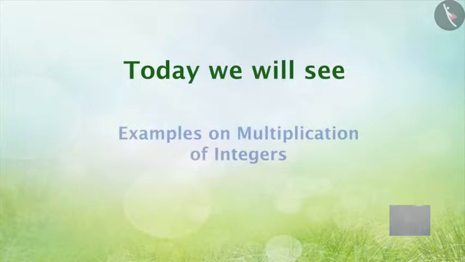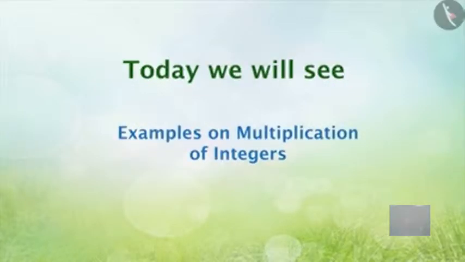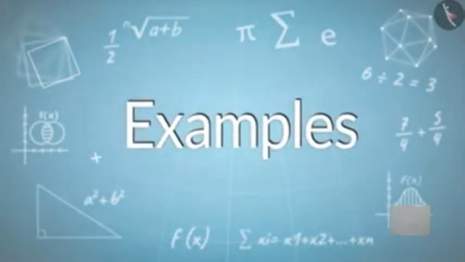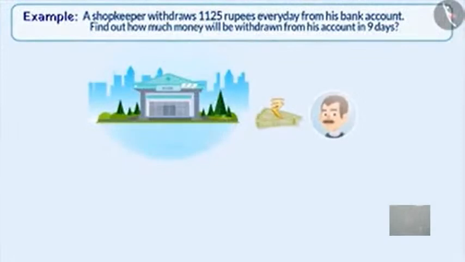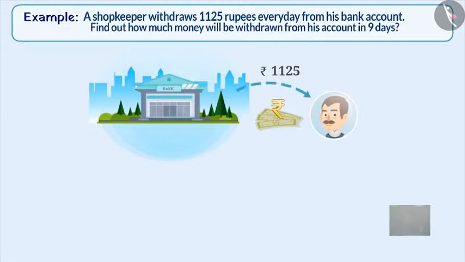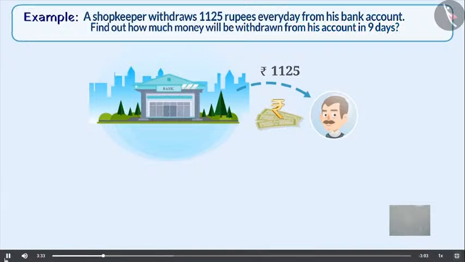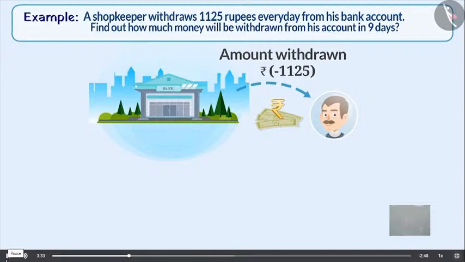Today, we will see examples on multiplication of integers. A shopkeeper withdraws 1,125 rupees every day from his bank account. Find out how much money will be withdrawn from his account in 9 days. In this example, we will represent the amount withdrawn from the bank by negative sign. Since the shopkeeper withdraws 1,125 rupees from his bank account every day, the amount withdrawn from the account every day is expressed as minus 1,125.